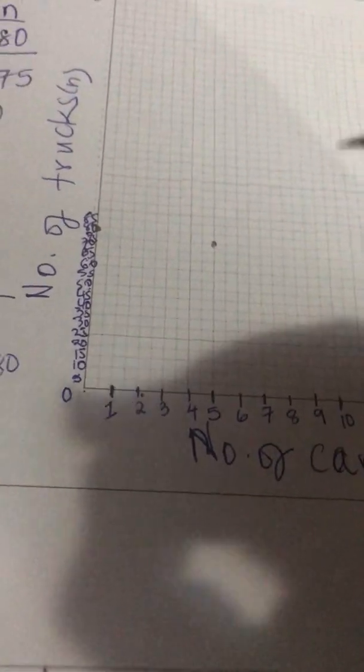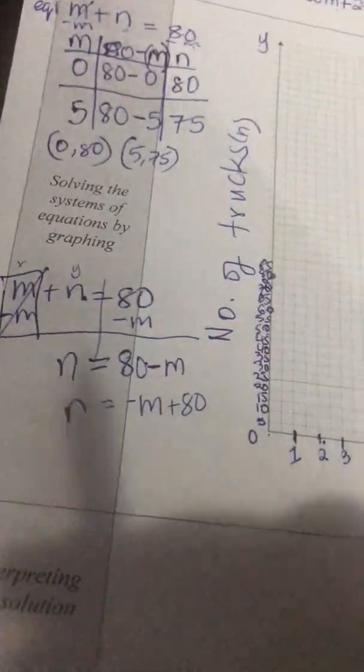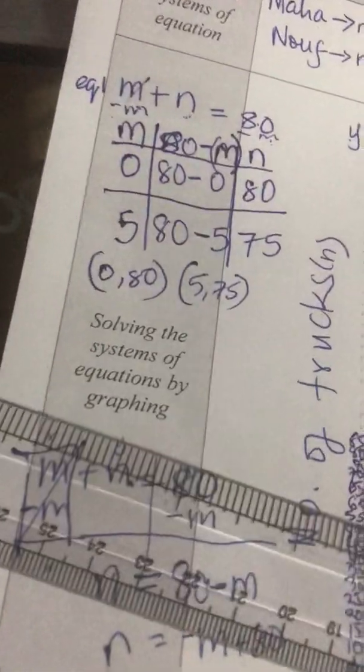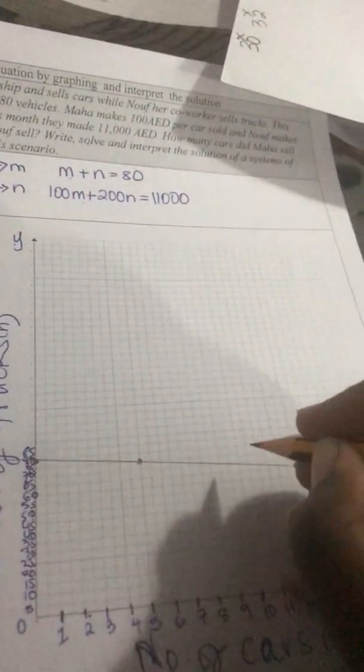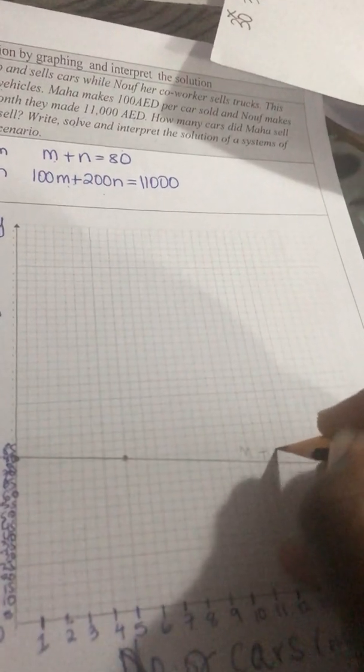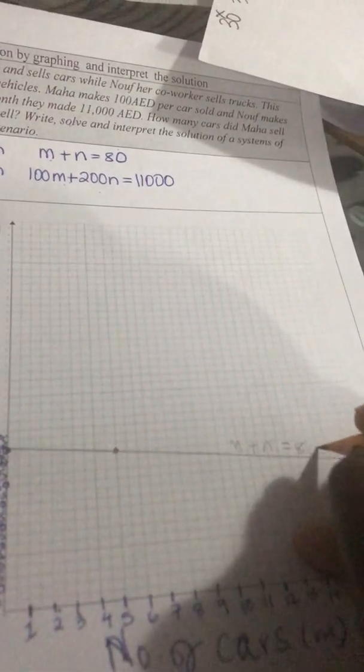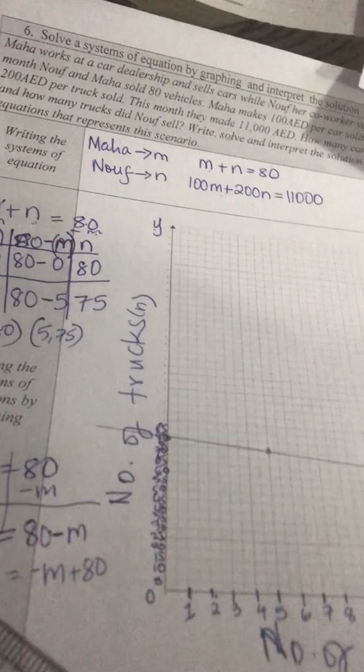Alright, then I take my ruler and I join. There. So that is this equation, M plus N equals 80. I write it on the line.